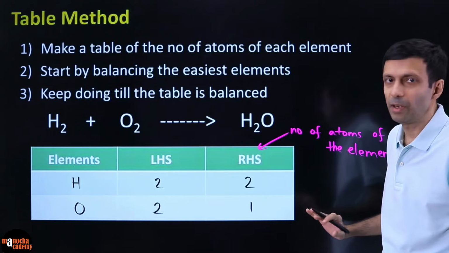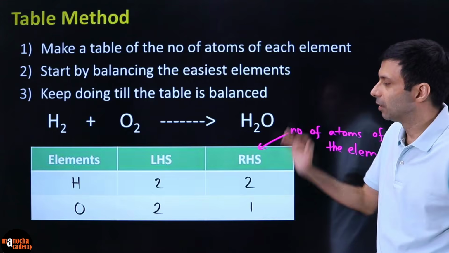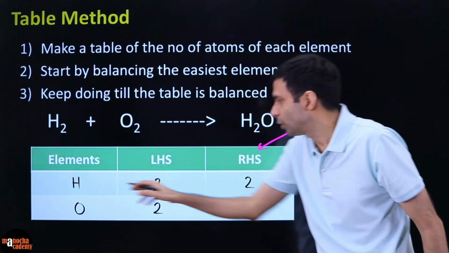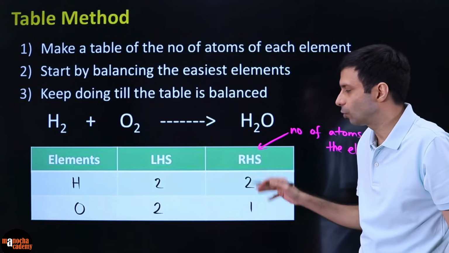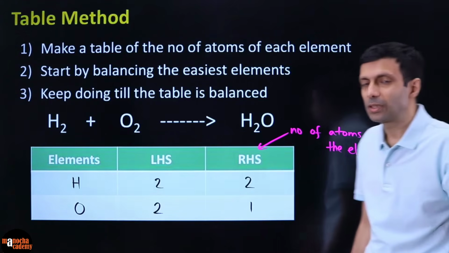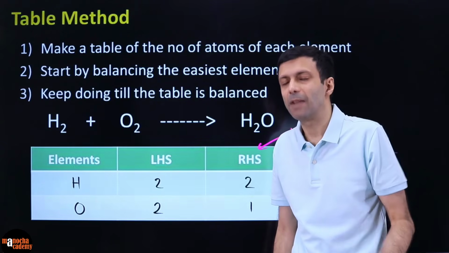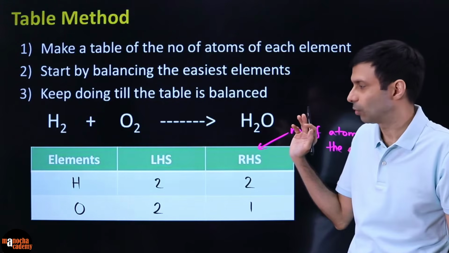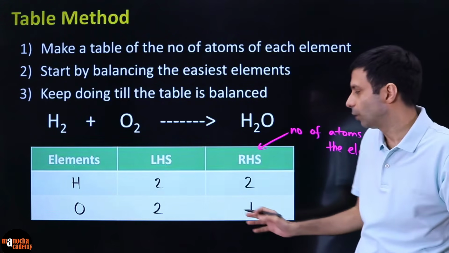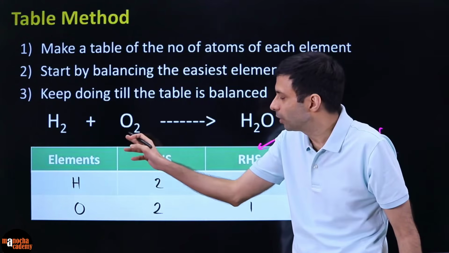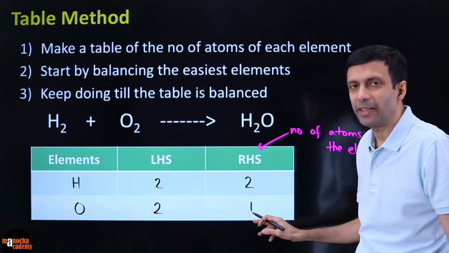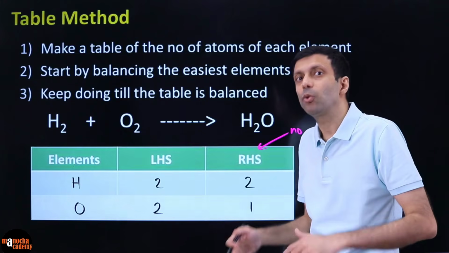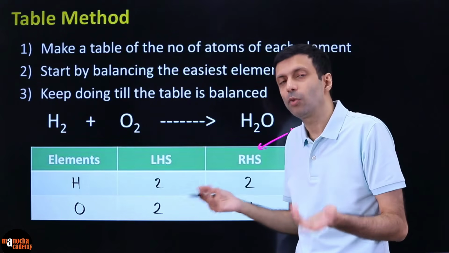So you have made the table. Now the goal is, if something is balanced, like hydrogen, you can see 2 and 2, it's already balanced, so we don't have to worry about it. So start by balancing the unbalanced element. And if there are multiple of them, do the easiest one first. Okay. So here there is oxygen, so we have to do that. Oxygen you can see is 2 on the left, 1 on the right. So obviously we have to increase on the right. Now how do we increase?